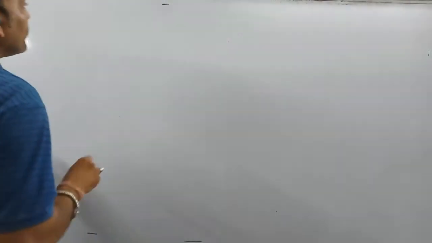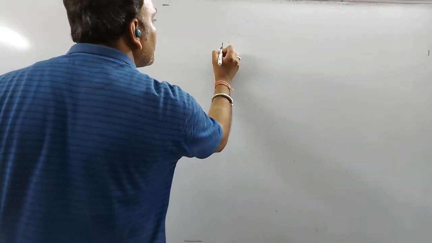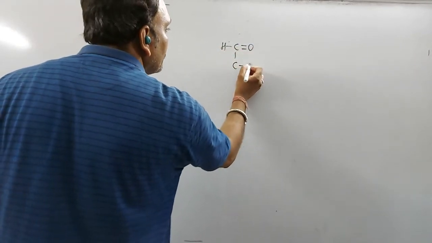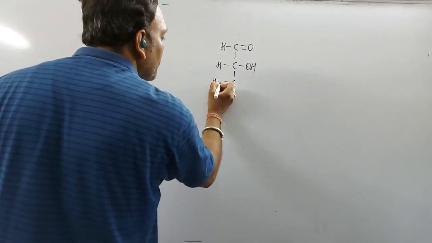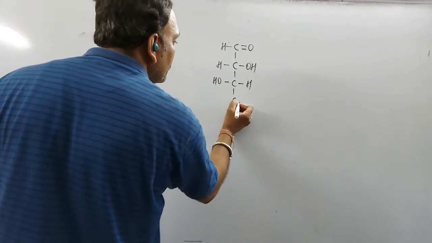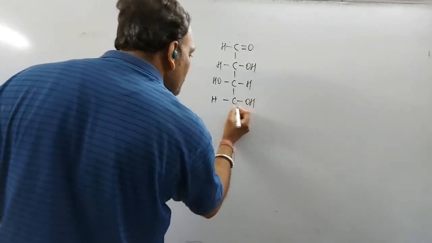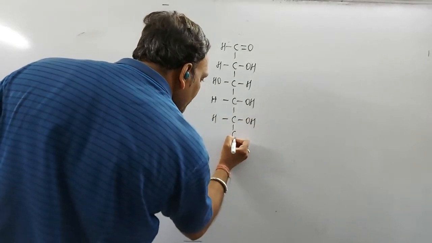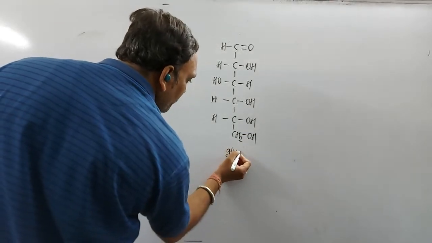Now remember, in open form, how glucose can be given. So here I am drawing the structure of glucose. This is the aldehyde group CHO. This happens to be the second carbon CHOH. This is the third carbon CHOH. This is none other than the fourth one, CHOH. This is the fifth one, CHOH. And this is none other than the sixth carbon. So this is our glucose.